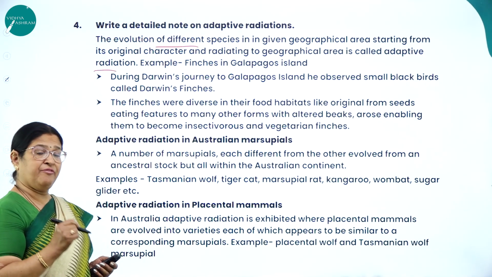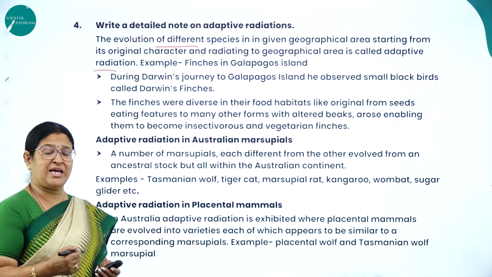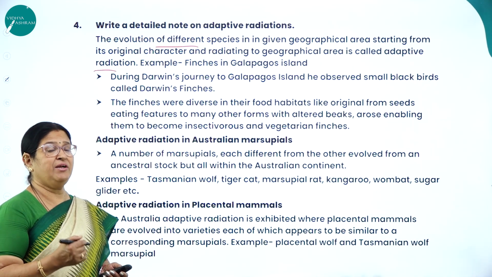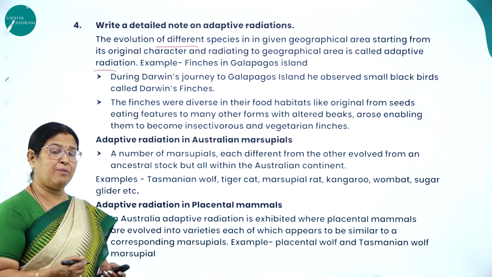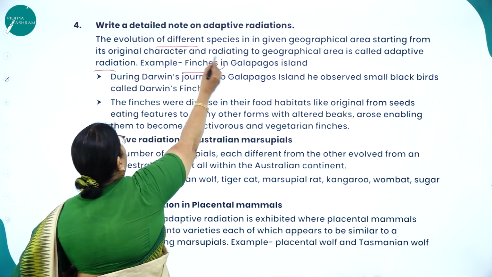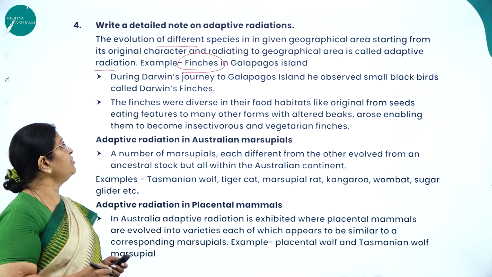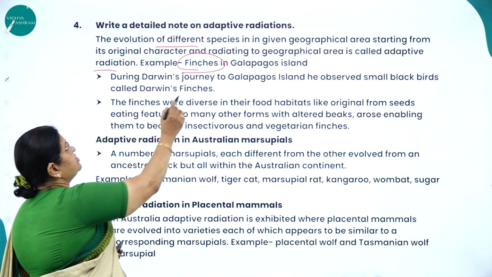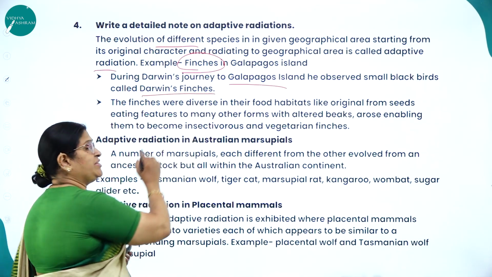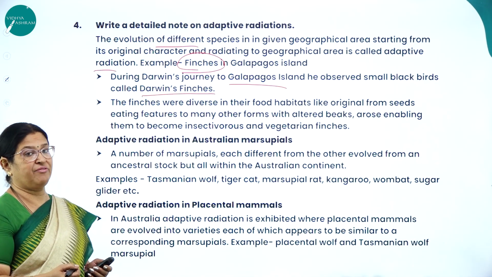That is the finches in Galapagos Island. As we all know, Charles Darwin was a naturalist who was traveling in a ship called HMS Beagle, and he visited one such island called Galapagos Island where he came across a very rare bird called finches. So he gave the example of the finches for adaptive radiation. During Darwin's journey to Galapagos Island, he observed small black birds called Darwin's finches. Because it was identified by Charles Darwin, the birds were called Darwin's finches.